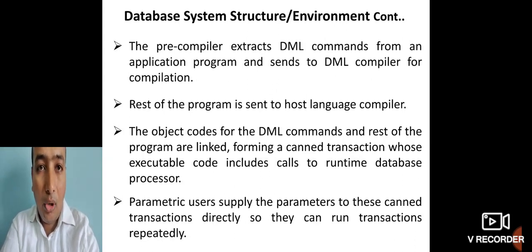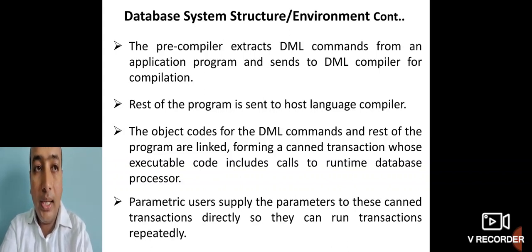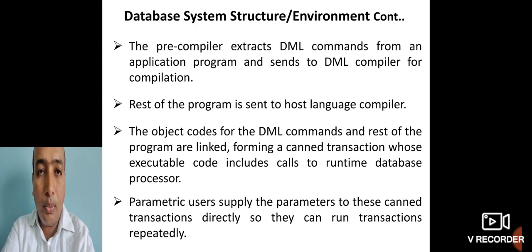Now we have the precompilers. The precompiler extracts all the DML commands, whether manipulation, such as an update command or an alter command, anything it may be, from an application program, and they are sent to the DML compiler for the upcoming compilation process. Next, the rest of the program is sent to the host language compiler, which performs the remaining execution. Then the object codes for all the DML commands and the rest of the program are linked, forming a canned transaction whose executable code includes calls to the runtime database processor.